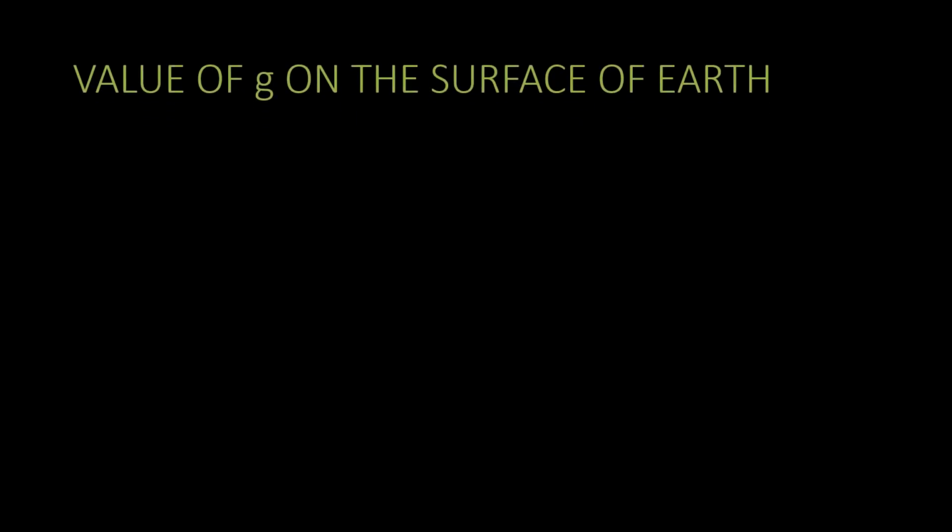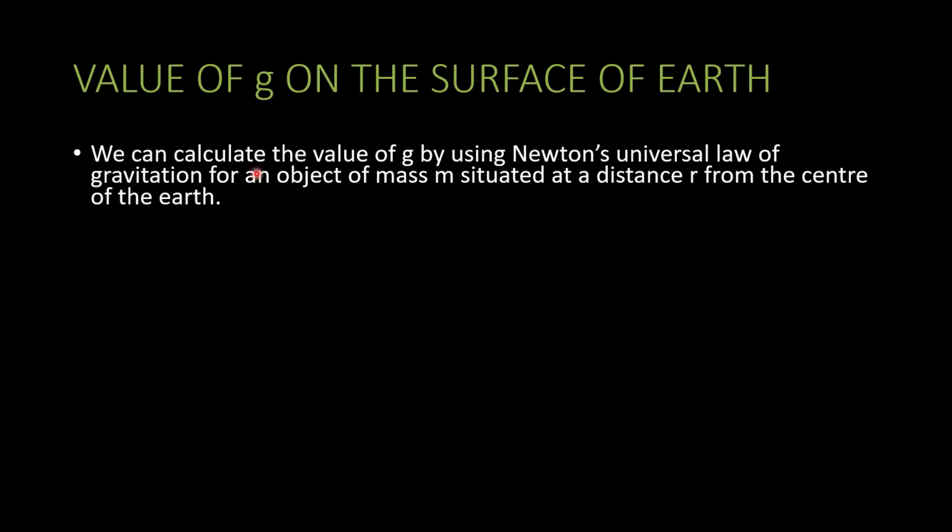Children, it's time we calculate the value of g on the surface of the earth. We can calculate the value of g using Newton's universal law of gravitation. So for that we need to take any two objects. We are going to take one object as earth and the other object as some random object with mass m, which is situated at the distance of r from the center of the earth.